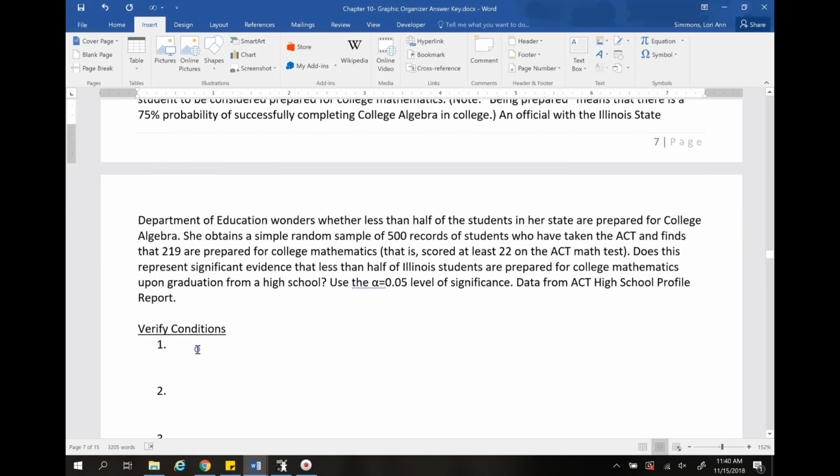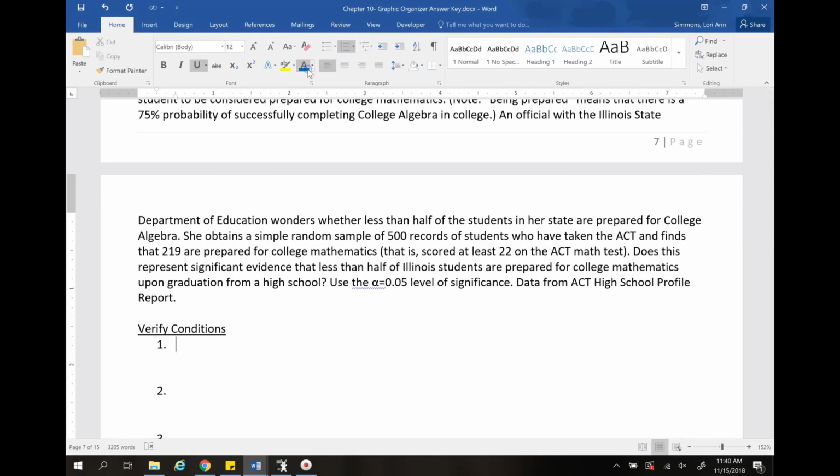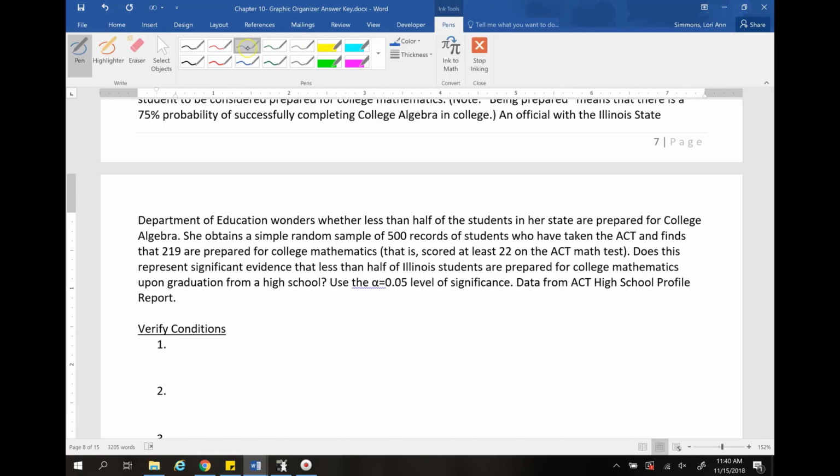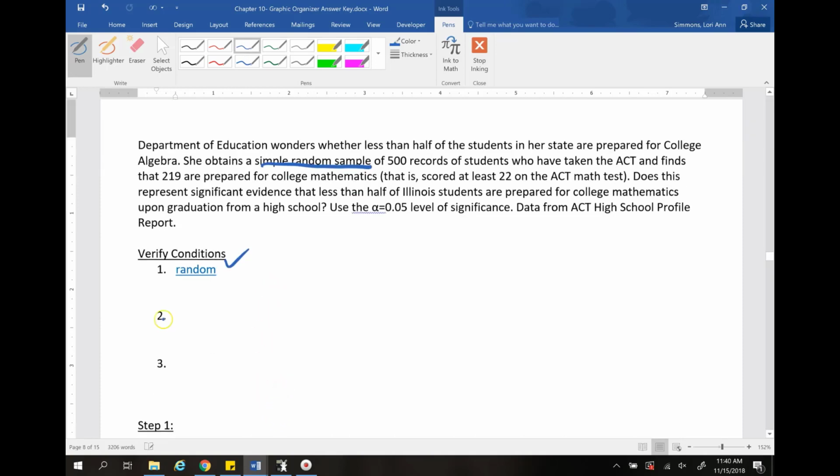So the first thing is verify the conditions. Is it random? Yes, it is. It is simple random sample. So that's good. Then we have our n times p sub 0, 1 minus p sub 0. We need to make sure it's greater than or equal to 10. N is 500, that's our sample.